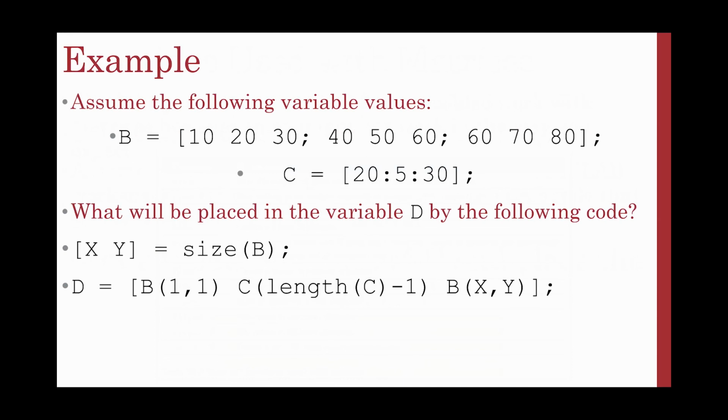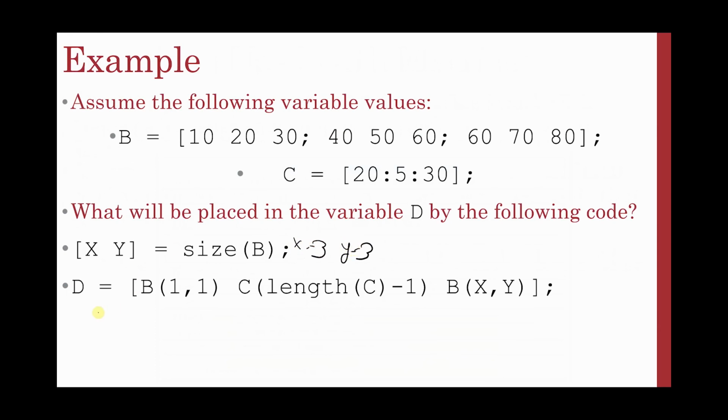For example, if I have these previously defined matrices in MATLAB, what's going to be displayed if I type [x y] equals size(b), and then d equals [b(1,1) c(length(c)-1) b(x,y)]. So let's go through these one by one. First, [x y] equals size(b) is going to determine the number of rows and columns in b. So b has 3 rows and 3 columns, so x is going to equal 3 and y is going to equal 3.